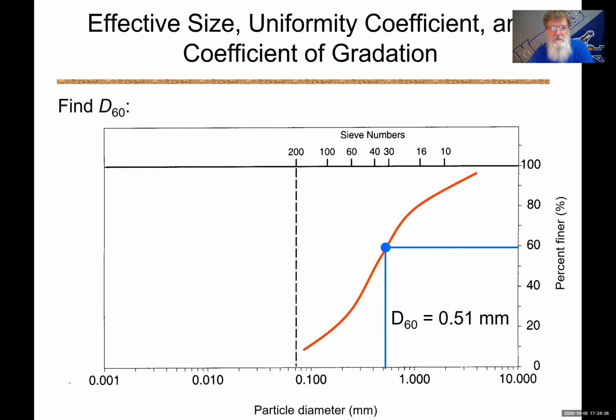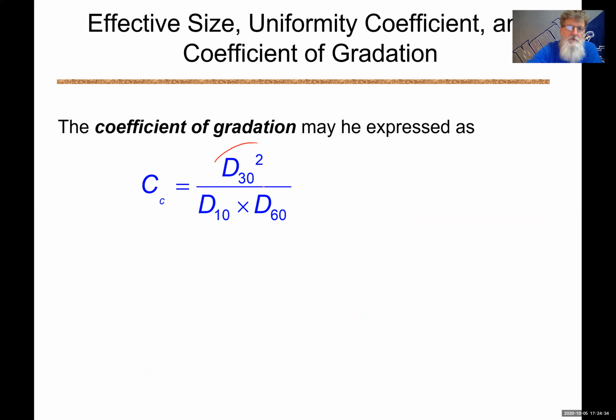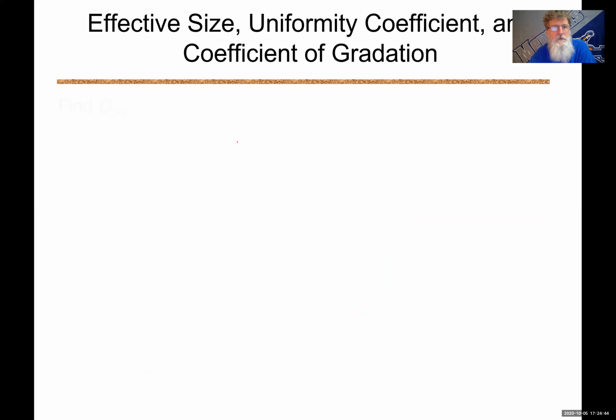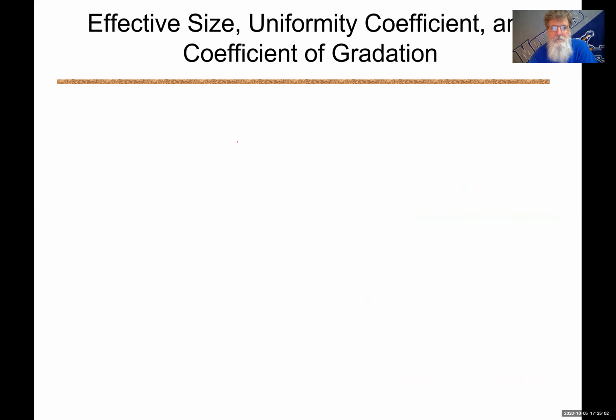So now that I have D60 and D10, I can compute my uniformity coefficient. My coefficient of gradation also involves, in addition to D10 and D60, D30. Again, that's the diameter where 30% is finer and 70% is larger. So go back to our graph, find the 30% where it crosses our line, and then look down to the scale. What do we see? Well, if you look carefully, it's going to be between 0.2 and 0.3. So I guess 0.25. So now we have all the data that we need.